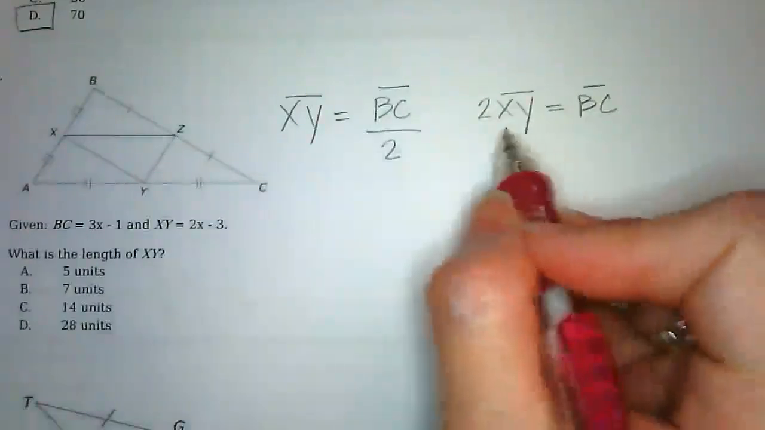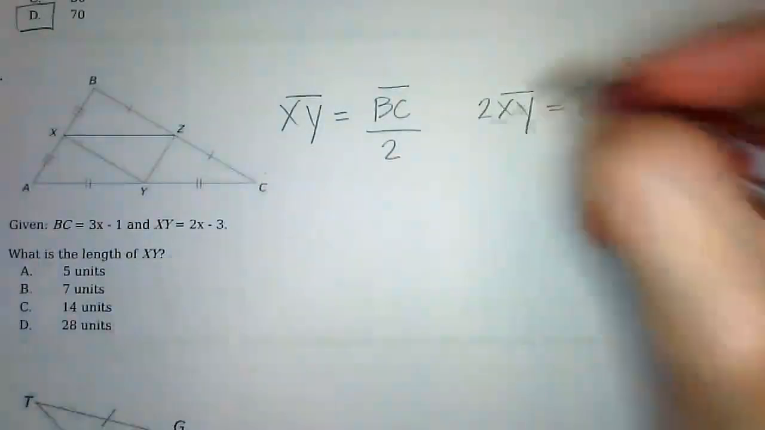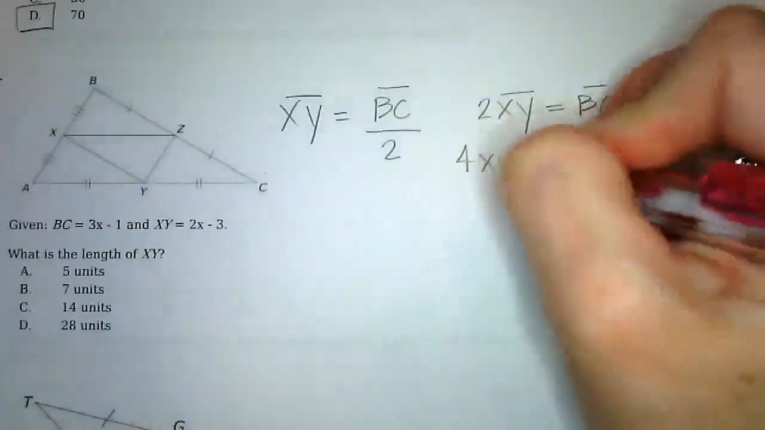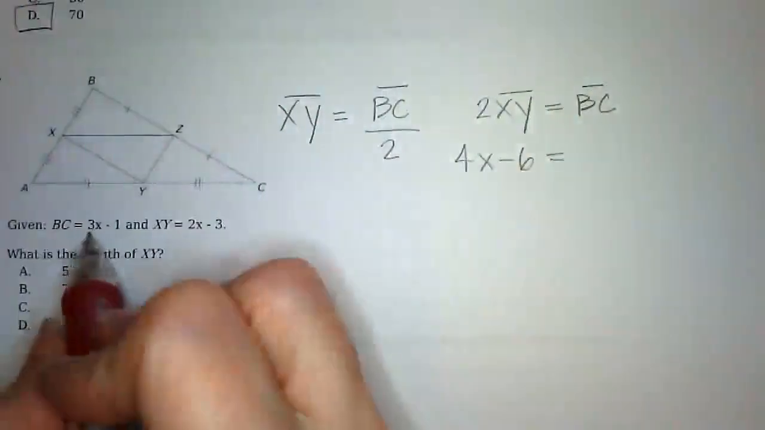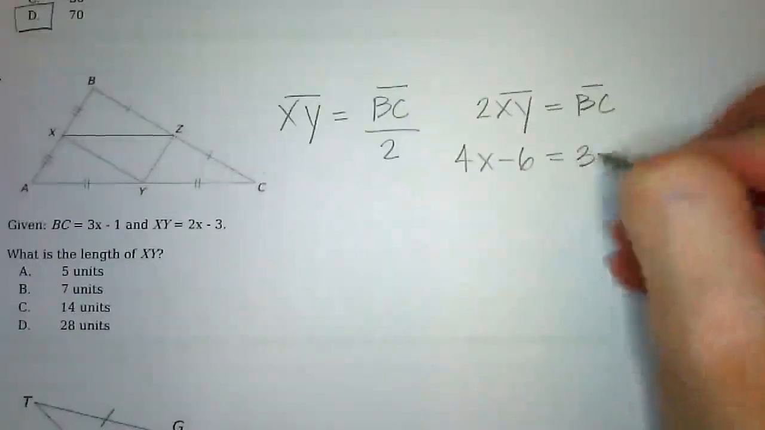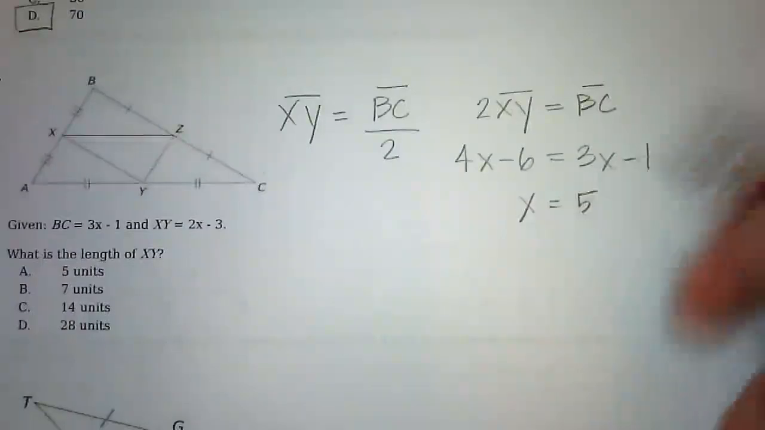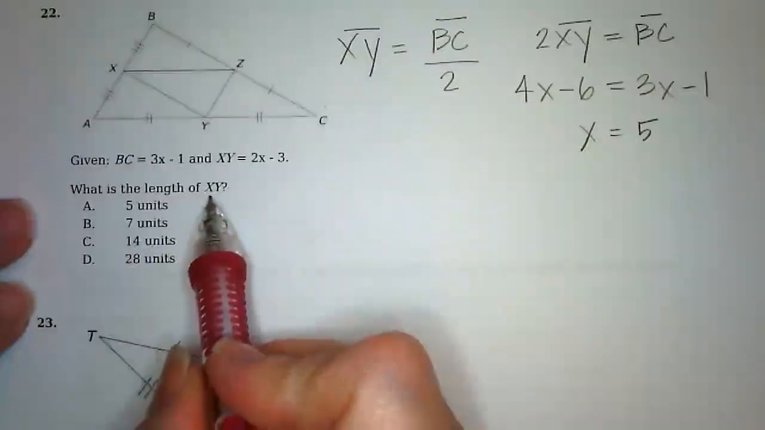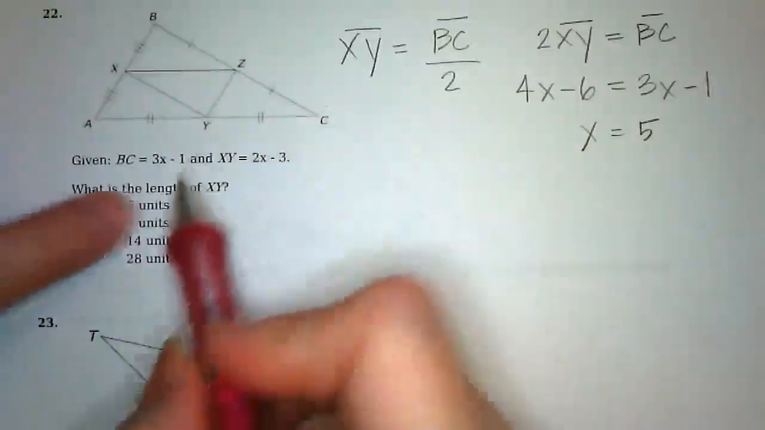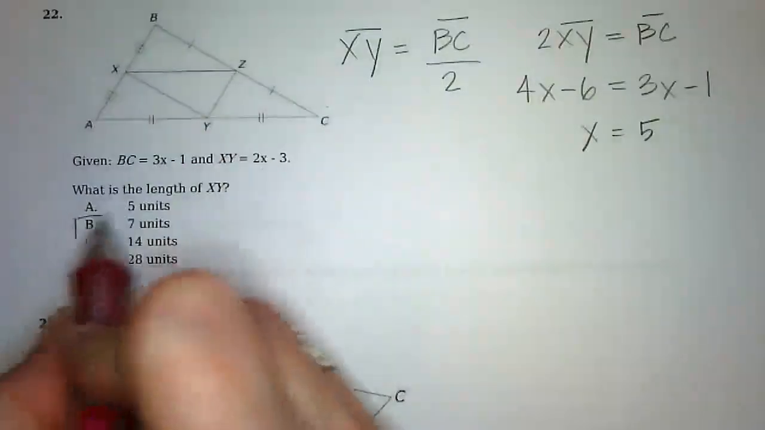So if I had 2 of the XY pieces, so 2 of these would be 4x minus 6, and that would equal 1 of these, which would be 3x minus 1. So it looks like x is 5. So the length of XY, if x is 5, that looks like it's going to be 7.